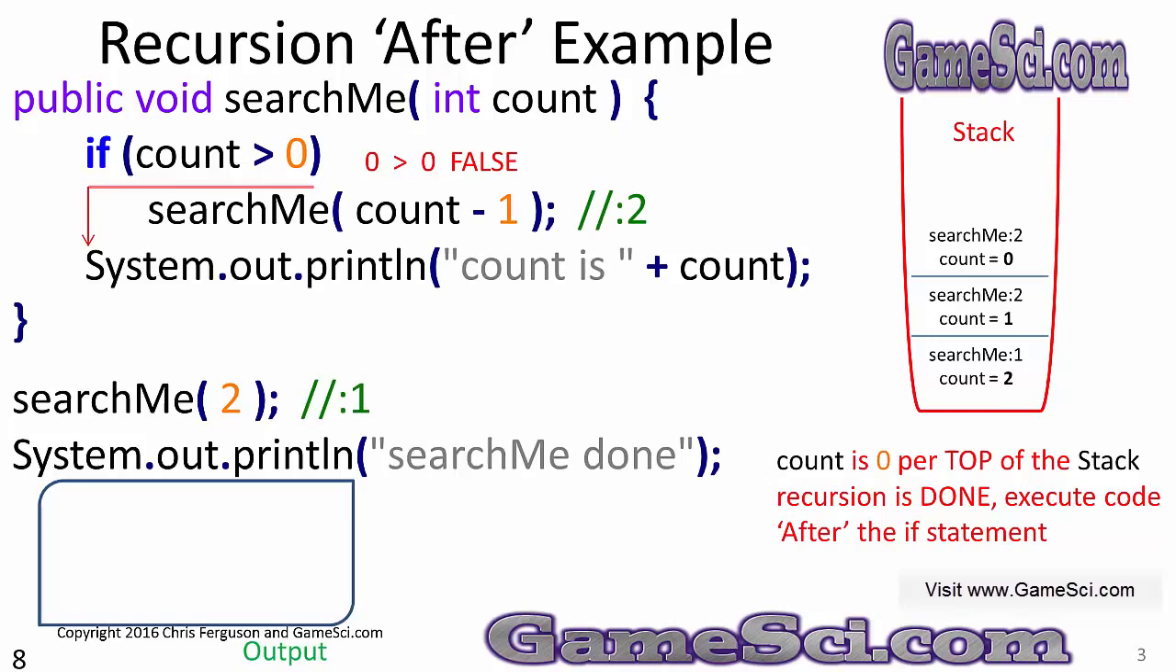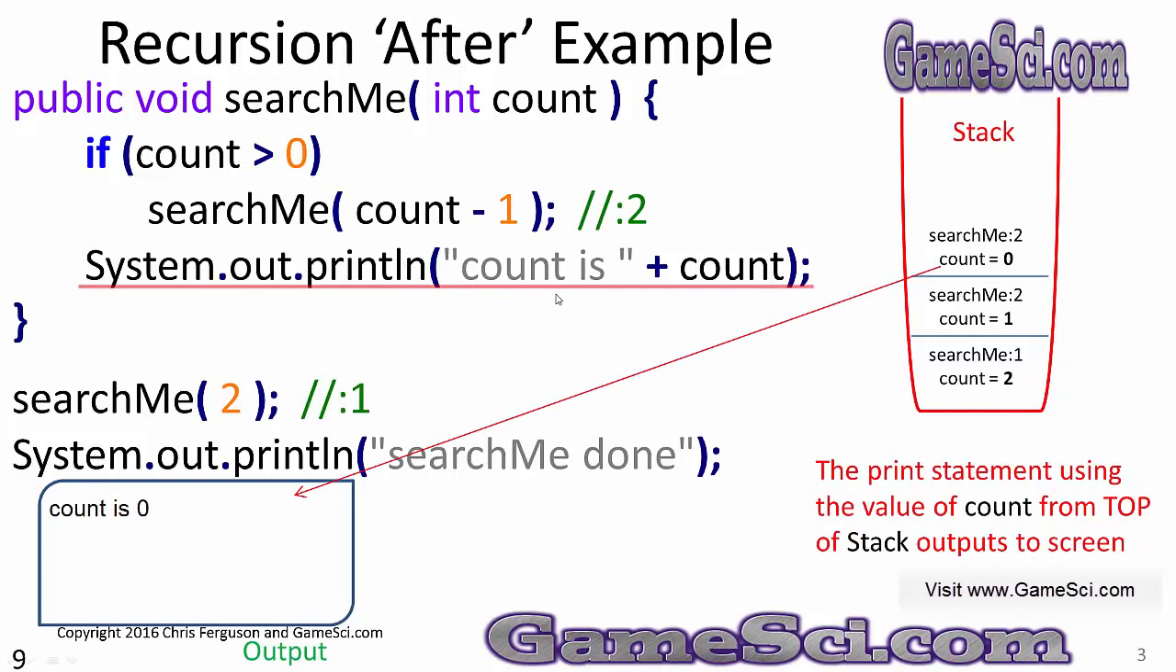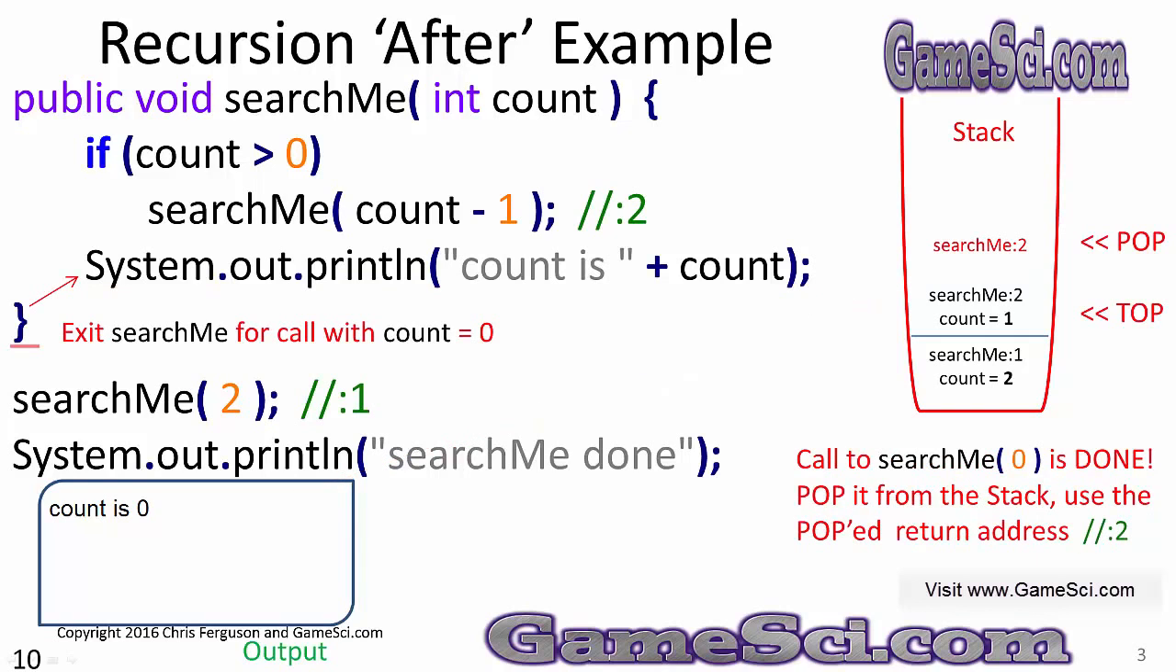So when we fall through to there and finally execute that print statement, we'll print count is, and we'll get the current value of count off the stack, which is 0, and you can see that's what gets printed out. Do you see it now? You can kind of see what's happening here. When the variable count was 0, we fell through and executed that print statement, which means we hit the end of the method SearchMe.